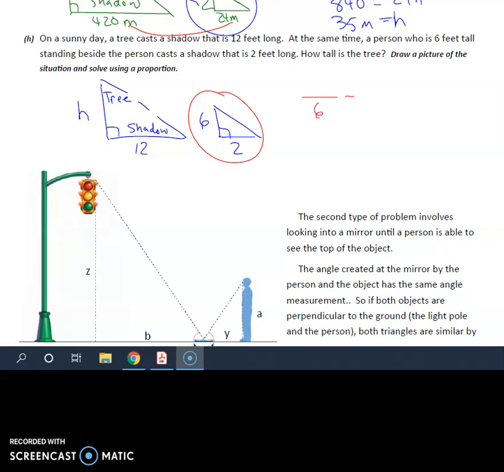So again, 6 and 2 would be my choices for the denominators. The 2 gets paired up with the 12, and the 6 gets paired up with the H. So I cross multiply: 2 times H, 6 times 12. So 2H equals 72. So I divide by 2 and I get 36. So the tree's height is 36 feet.